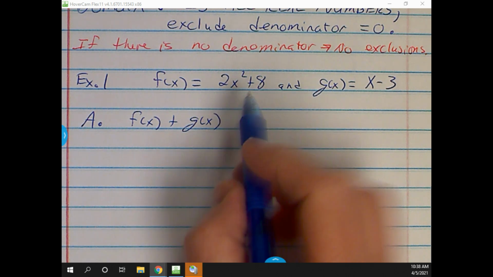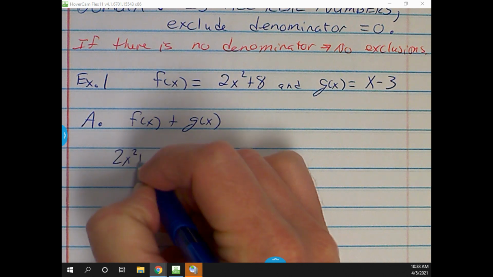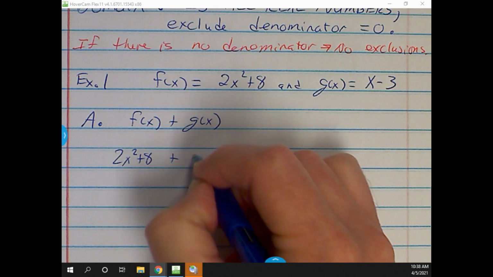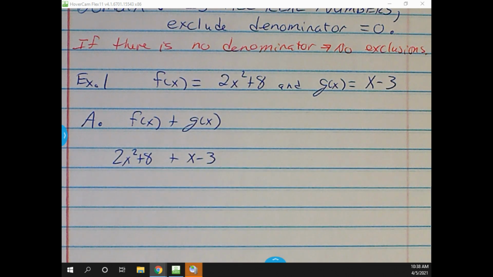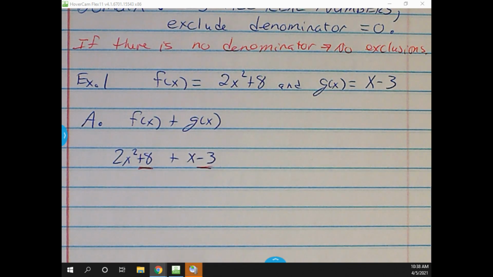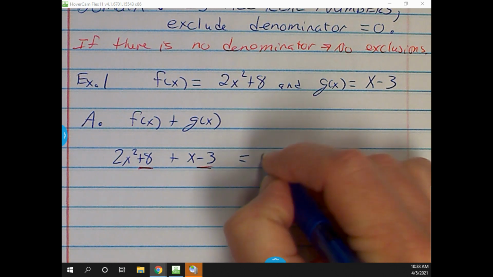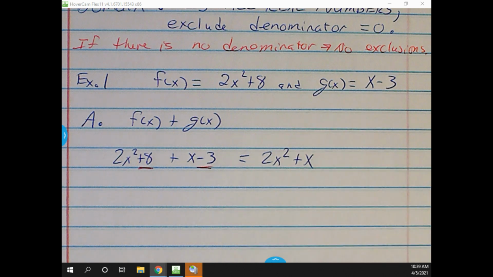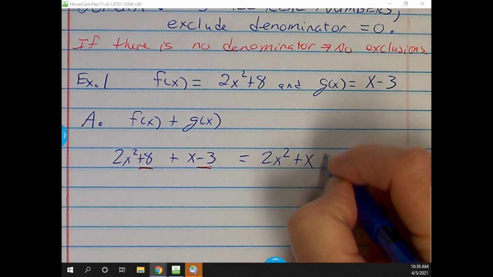All right, so f of x is 2x squared plus 8, and g of x is x minus 3. And with addition, we said addition was easy because there's really not much else to it. You just write down what it is, and then you combine whatever you can. In this case, the only thing you can combine like terms on would be the 8 minus 3. So that'll make that 2x squared plus x, and if we do 8 minus 3, that would be 5.